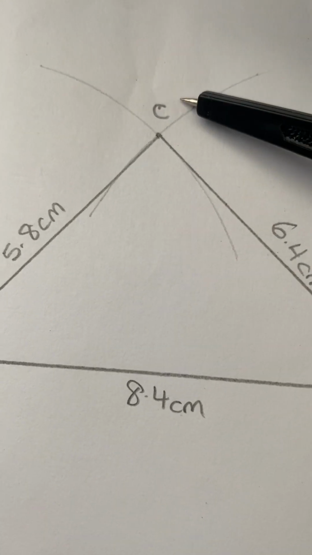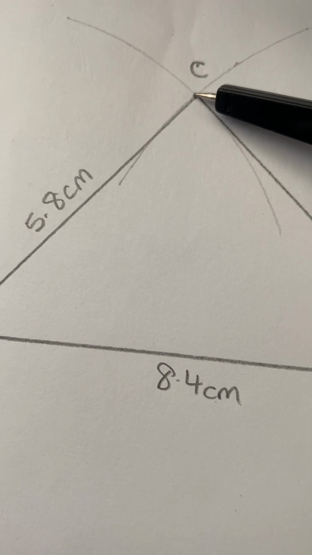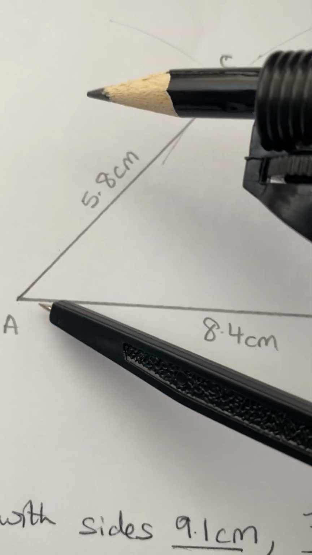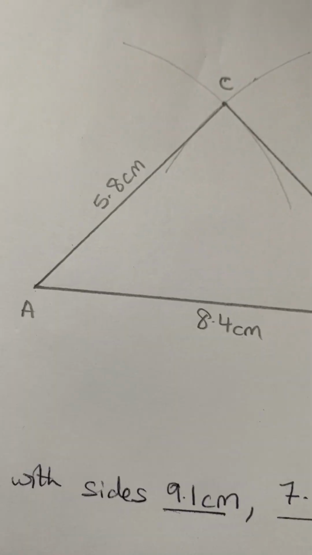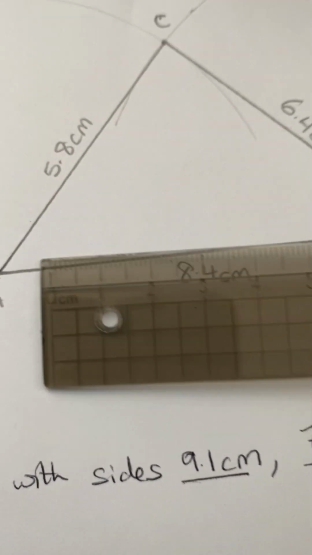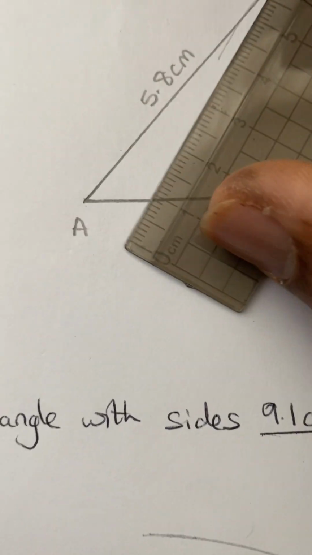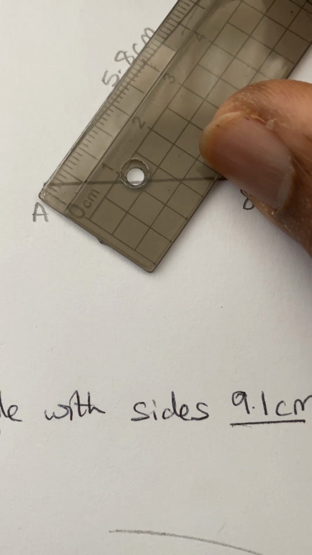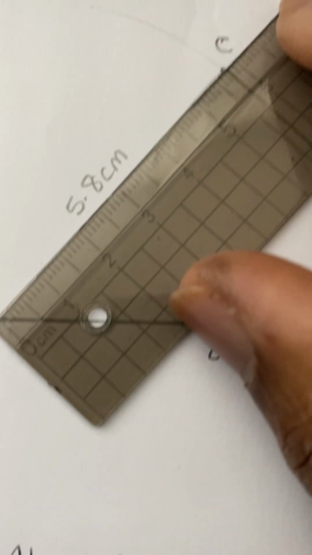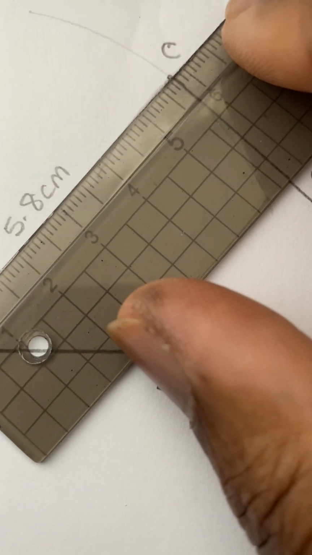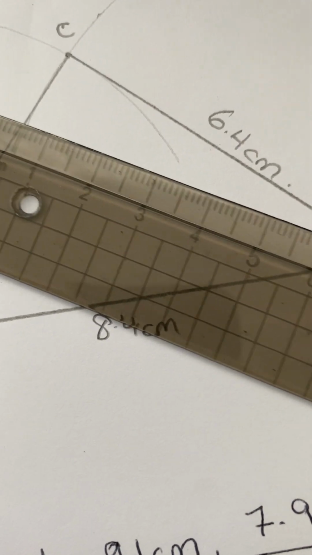So you can see this is my arc. That is where they meet. So the new point C is where they meet. I'll draw a line from A to C and from B to C. Now, I've already measured 8.4. So 5.8 here, which I drew with my compass. Okay, so 0, 5.8, and then 6.4 there.